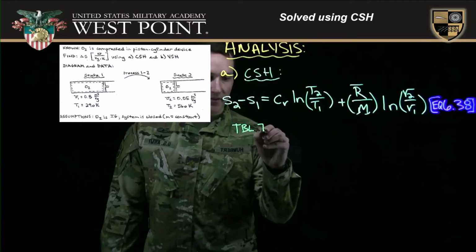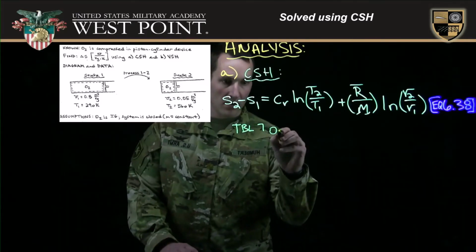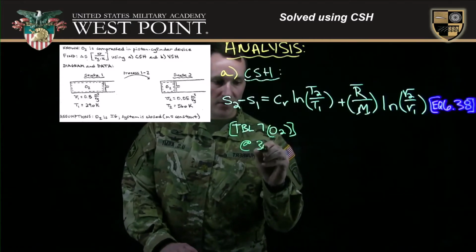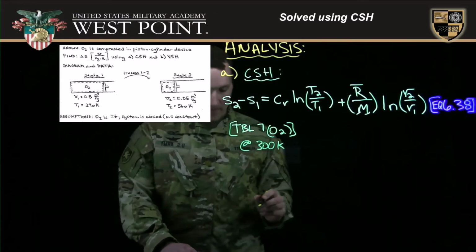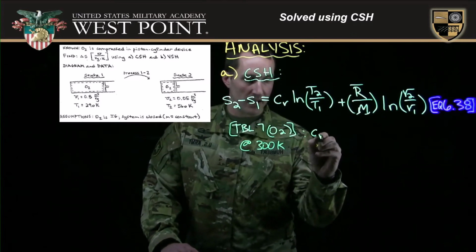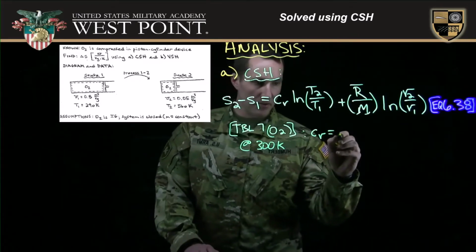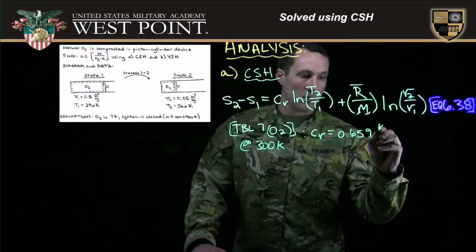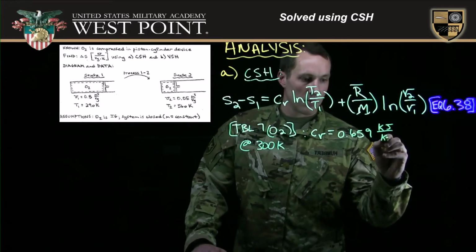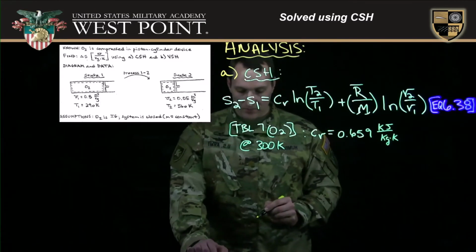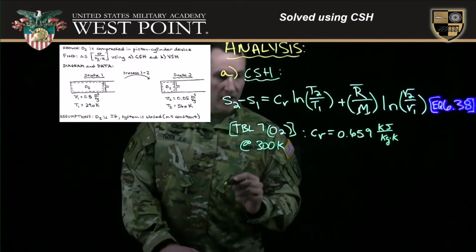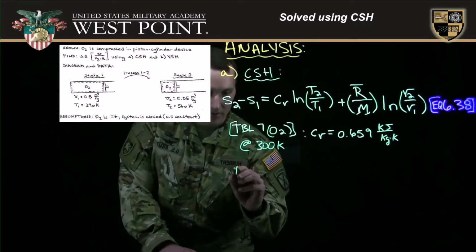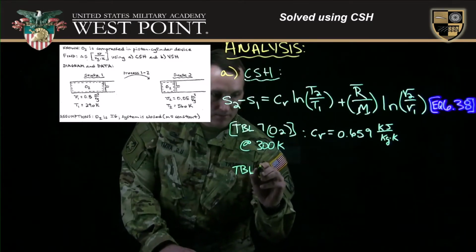So let's go to table 7 and go to O2. And at 300 Kelvin, our specific heat at constant volume is equal to 0.659 kilojoules per kilogram Kelvin. And then we need to look up our molecular weight for our O2. We're going to go to table 1.